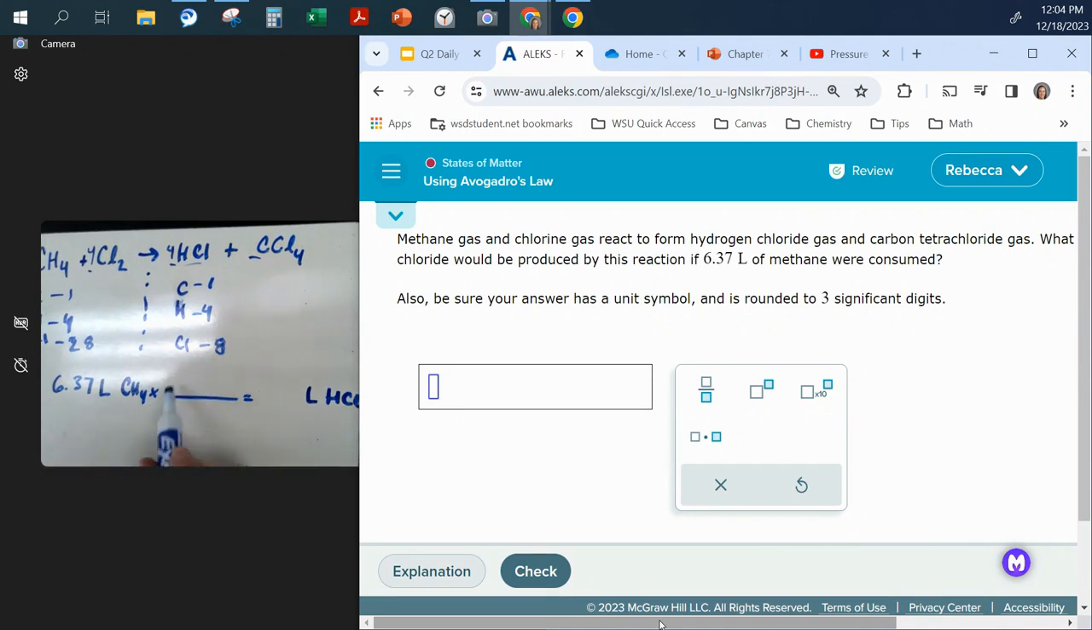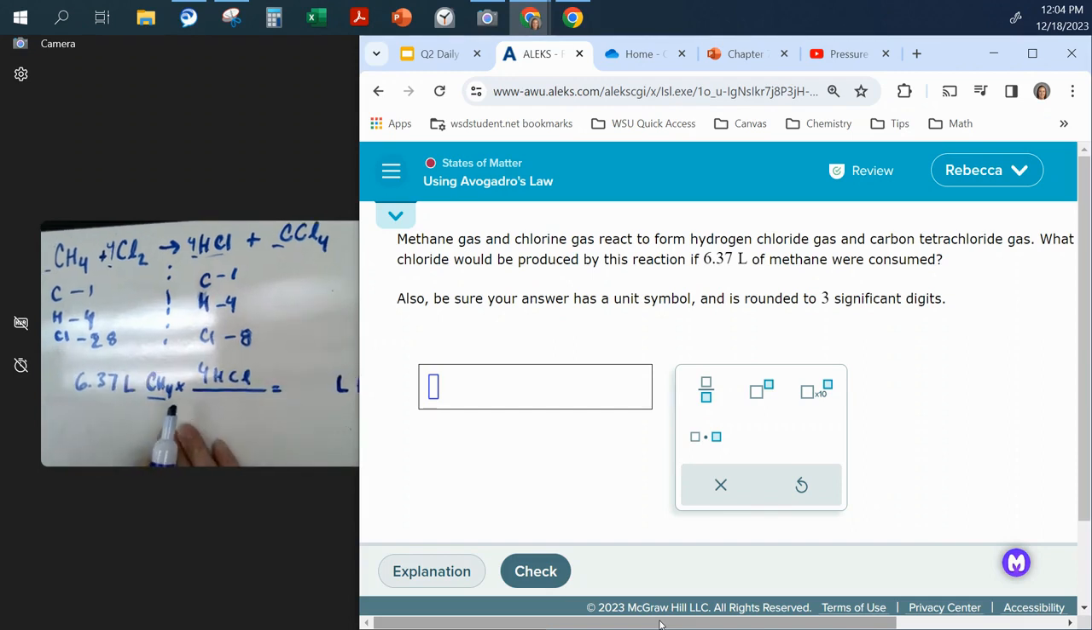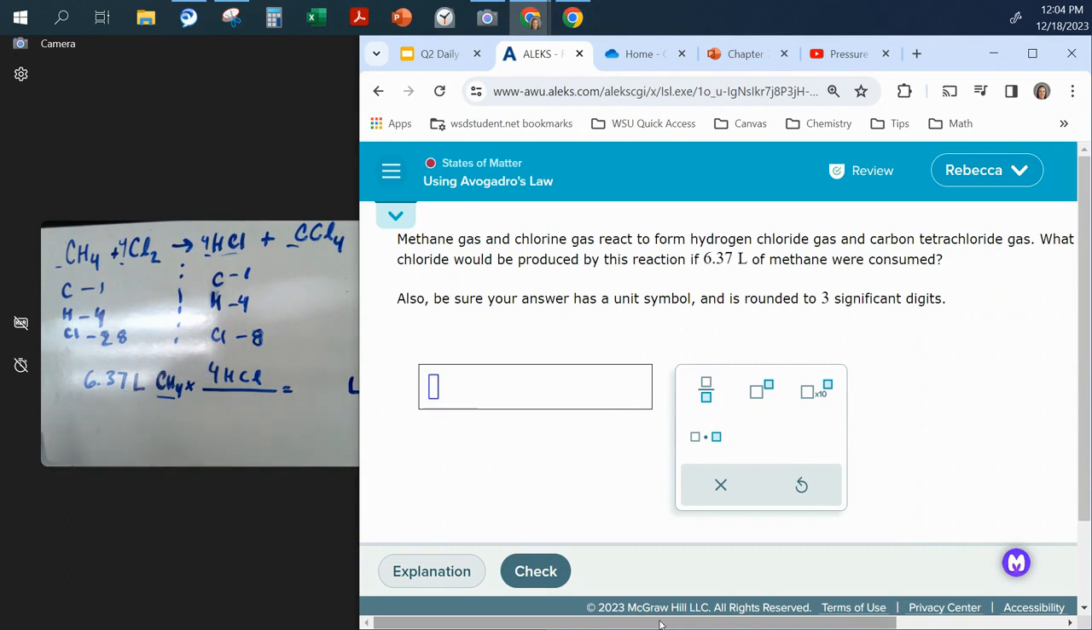So then we need the mole ratio from our chemical equation that relates HCl to methane. So which one should we put on the top? HCl goes on the top. So 4 HCl. And then how many methanes? There's nothing here, so that's just a 1. So these two are 1. And I guess we could put liter, 1 liter of methane. And then we just multiply that.